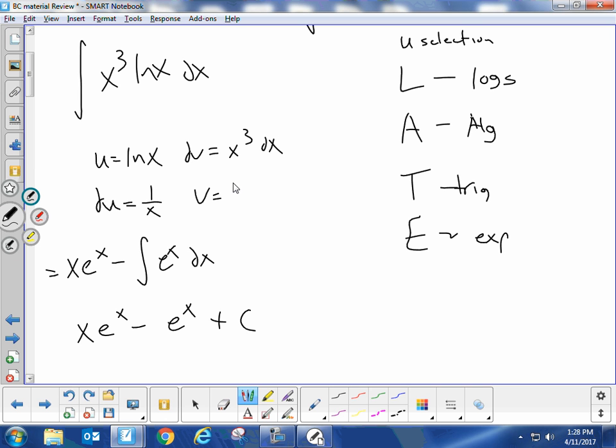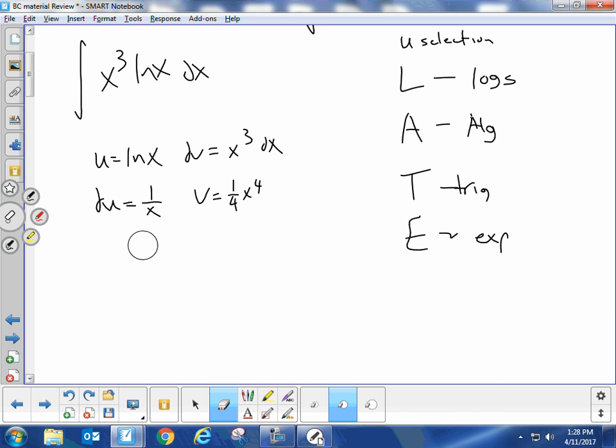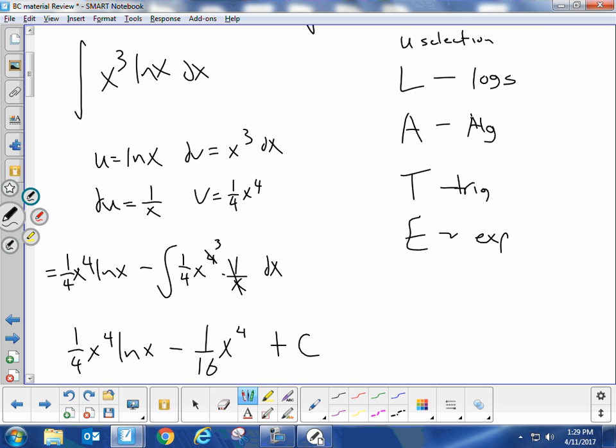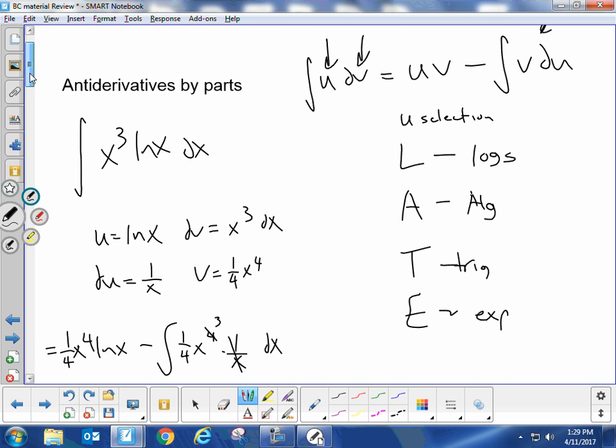V would be 1/4 x to the 4th. And then I would rewrite this as uv. That'd be 1/4 x to the 4th log x. That's uv, minus the antiderivative of v du. Now this is where picking logs works, because the derivative of log is 1 over x. That 1 over x will cancel and make this an x cubed. So that's fantastic. So I have 1/4 x to the 4th log x minus x to the 4th times 1/16 plus a c. Okay, so those are examples of antiderivatives by parts.